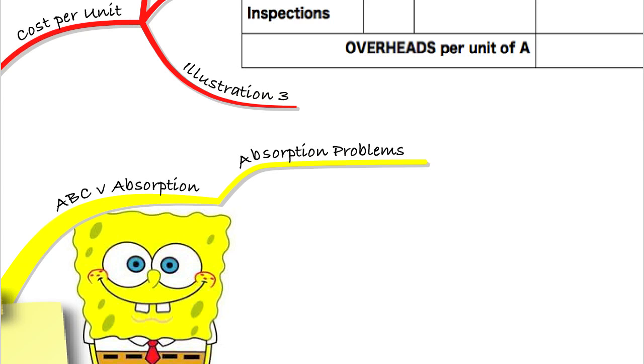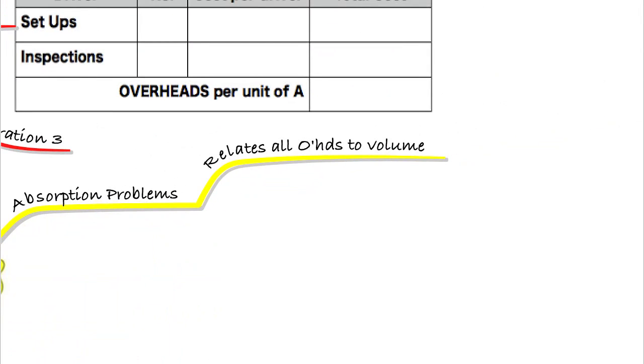Well, there are some problems with absorption costing. Remember, absorption costing simply takes all of the overheads and relates them to volume. So for example, it takes your total overheads and shares them out on maybe the basis of machine hours or labour hours. So that's a very simplistic way to look at production. And as we said, that's okay for a production line like Henry Ford's, where you've got a very simple product, only one product, and a very simple production line. But once you start to get a more complex production line, that can start to cause problems.